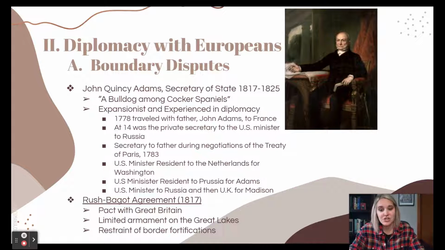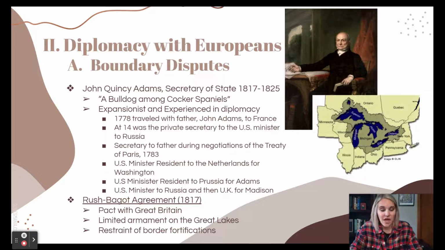So one of the first major agreements that happens during his tenure as Secretary of State is the Rush-Bagot Agreement. What this does is it settles some disputes in the Ohio River Valley and the Great Lakes region. And so it's a pact with Great Britain. It furthers the peace that had been established after the War of 1812. It restrains border fortifications. It is a great example of how diplomacy can be used to solve issues instead of the military.